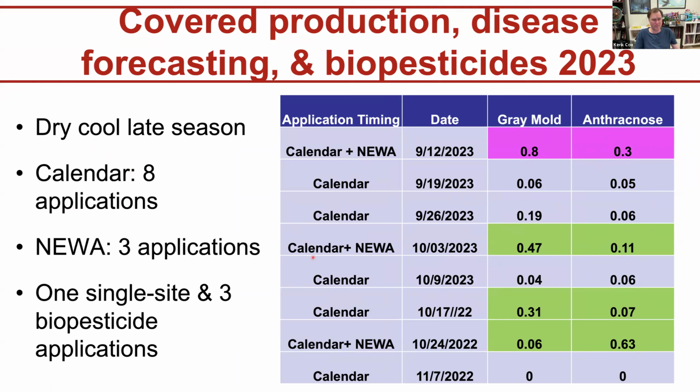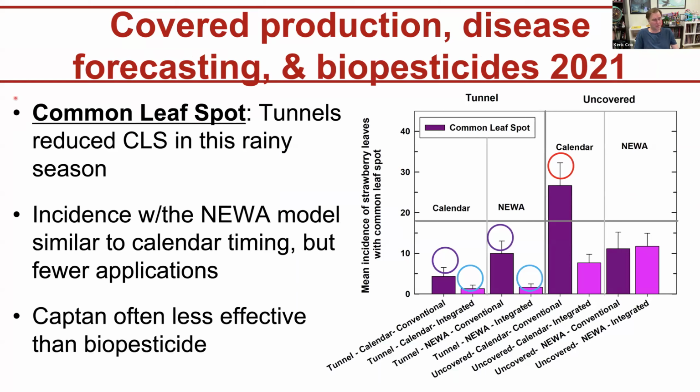Only 3 things were flagged by NUA, and it said that either biopesticide or Captan was fine. Not, we didn't do anything, or we did biopesticide or Captan on the calendar schedule. So that's what it called for, but let's take a look at the data and see if we can see some different trends. One of the diseases that we look at is common leaf spot.